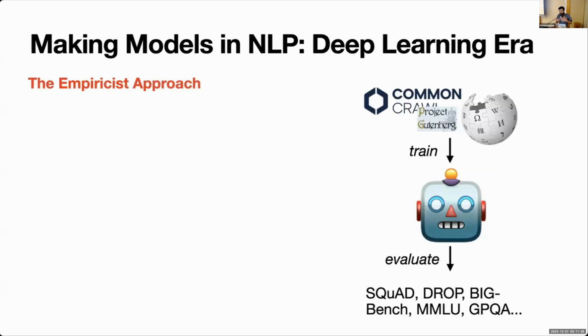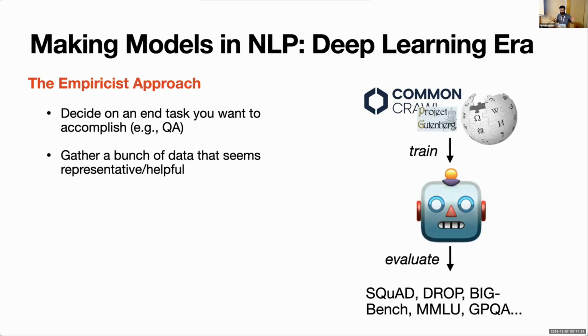So now in the deep learning era, it looks a little bit different. A more empiricist approach is we decide on an end task we want to accomplish, like question answering. We gather a bunch of data that seems representative or helpful, or these days we just gather as much data as we can and do some kind of quality filtering that people don't actually tell you what they're doing in their publications. So you have to guess unless you're at one of these companies, and then you fit a model and you test your accuracy.